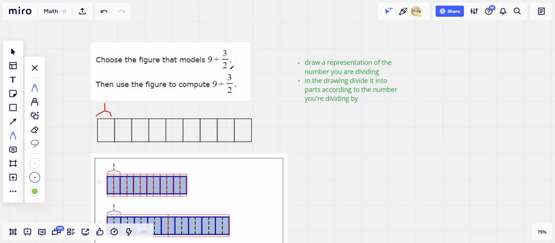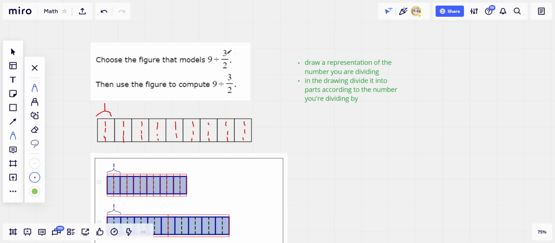Now, we want to divide this into chunks of 3 halves. The denominator is halves, so we have ones here. We need to have halves. So we're just going to split all of these in half. So just take a second. Imagine I'm doing this perfectly, and these are all exactly in half. Okay, now, so I've split everything into halves. This is still 9, right?